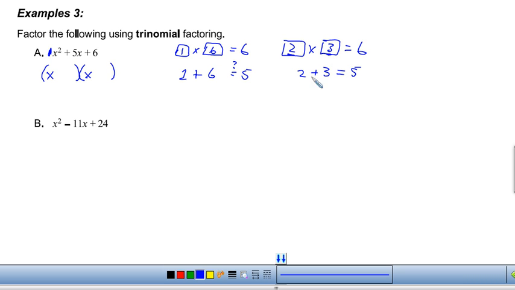These are the numbers I'm going to put right here. And if you were to do x times both of these and 2 times both of these and combine your like terms, you'll get this expression right here.